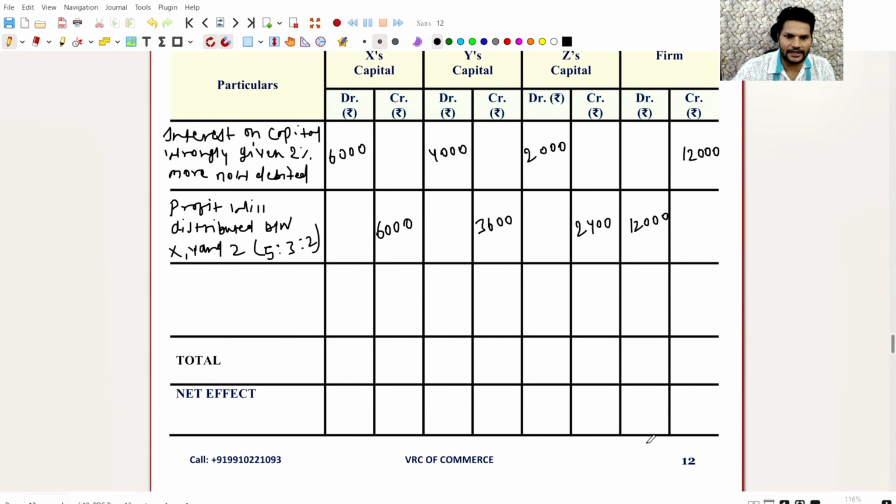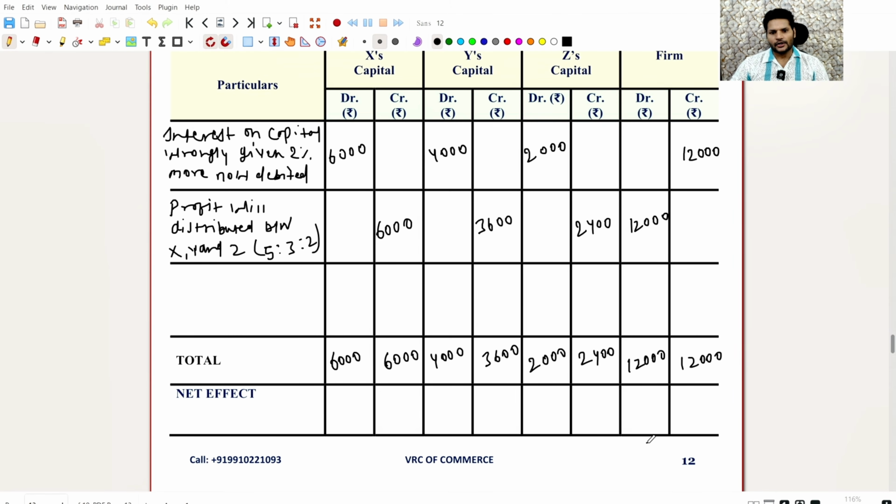So what is the total value? That is 6,000, 4,000, 3,600, 2,000, 2,400, 12,000, and the same will be 12,000. So good, great. Now let's find out the net effect.